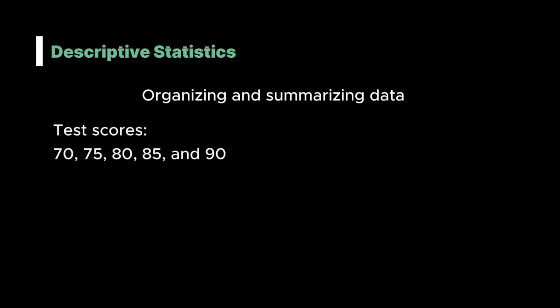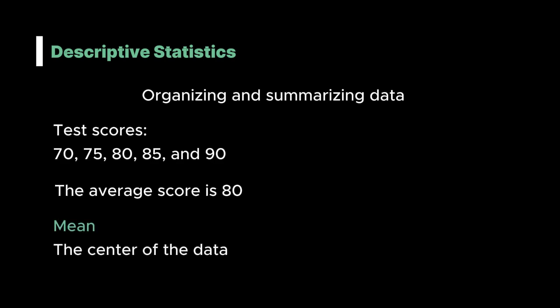Here are 5 students' test scores: 70, 75, 80, 85, and 90. If we say the average score is 80, that's already descriptive statistics in action. We are using the mean average to describe the center of our data. But average alone doesn't tell the full story. Are the scores similar, or do they vary a lot?